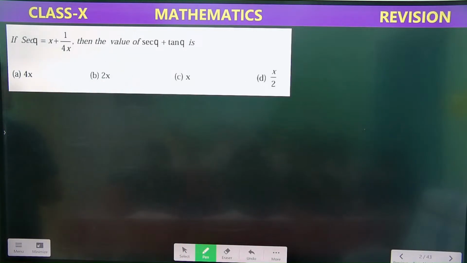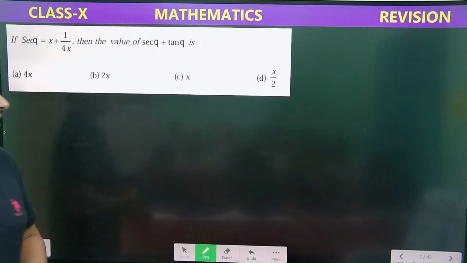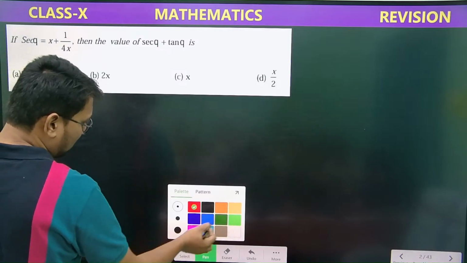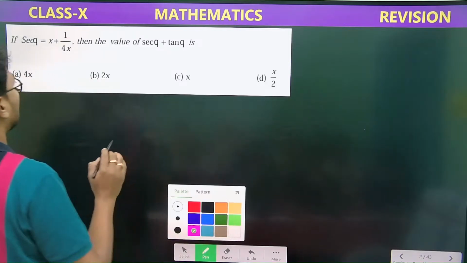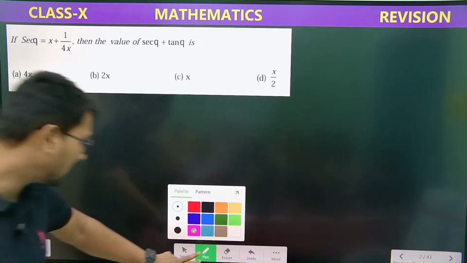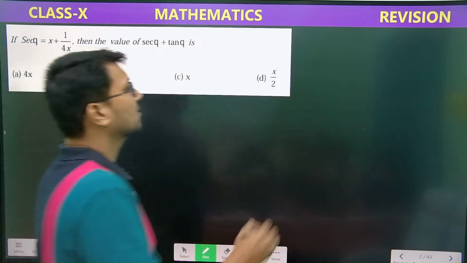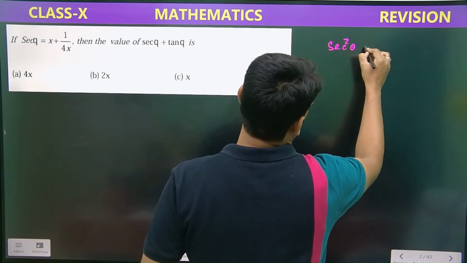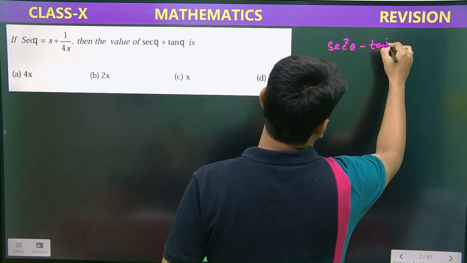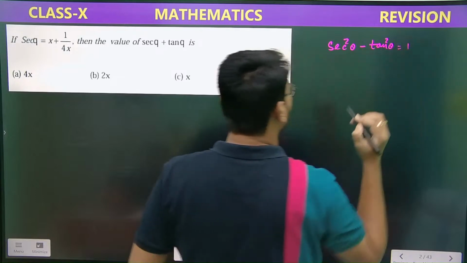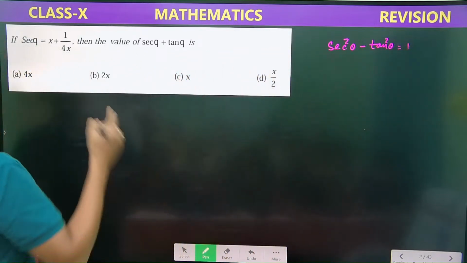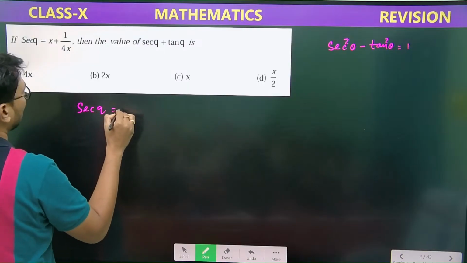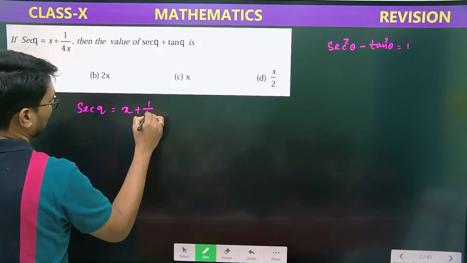Look at here. Now check karo. This specially comes from which chapter? Tell me, everyone. It comes from trigonometry, right? Do you know all the identities of trigonometry? So there is the identity, do you remember? Sec square theta minus tan square theta equals to 1. Clear? So now we will use this one here. How much is given? Sec q equals to x plus 1 by 4x is given.